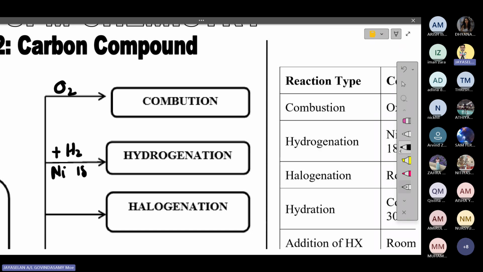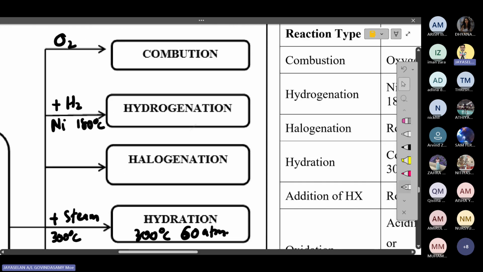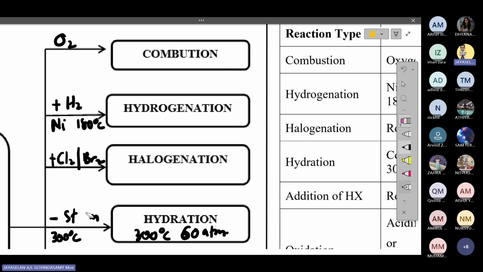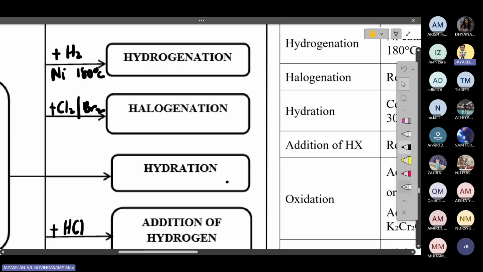Temperature, you all put here 180 degrees Celsius. Try to force yourself to memorize. Tak boleh kurang, tak boleh lebih. If you put 200 degrees Celsius, wrong. Okay, halogenation, they add chlorine or bromine or iodine. Okay, must memorize.